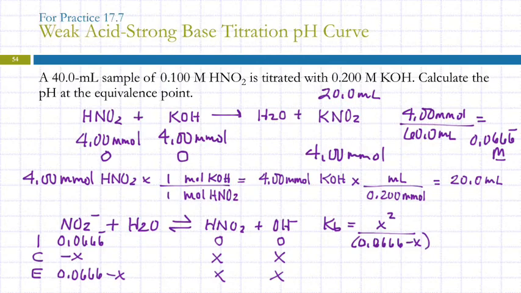Nitrous acid, 7.2 times 10 to the minus 4. It's the Ka. Ka equals 7.2 times 10 to the minus 4. On an exam, that would be given to you somewhere, either in the problem or on the table of useful information. That's Ka, but this is equal to Kb.